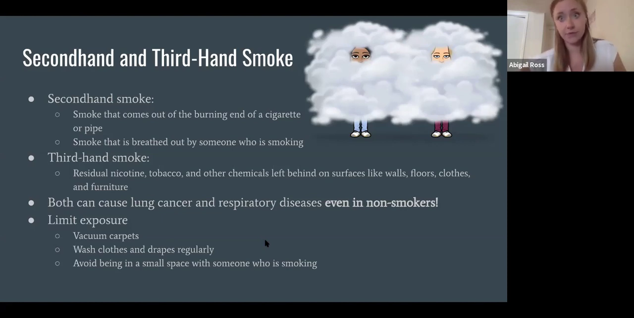I understand that if you live with someone who smokes, it can be really hard to avoid second and third hand smoke. But as much as you can, try to vacuum carpets to get those chemicals out, wash clothes and drapes regularly. Try to avoid being in a really small space with someone who's smoking, like a car or a small room, and just as much as you can, try to avoid that exposure.